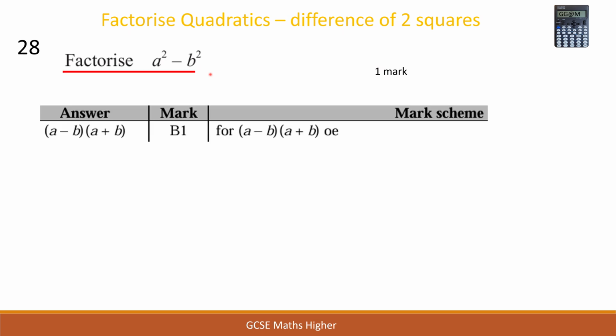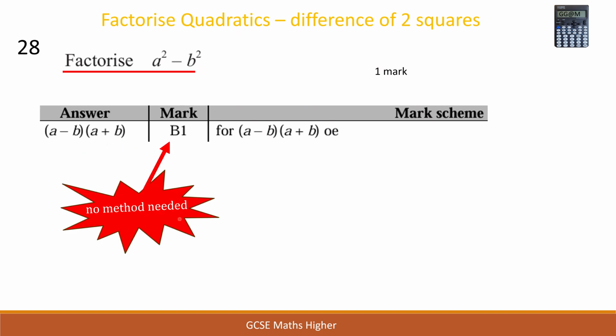Fantastic. So the answer was factorising into 2 brackets. Remember, they're the opposite signs but the same letters. B1 means no method needed. You can literally just write down the answer to get the mark.